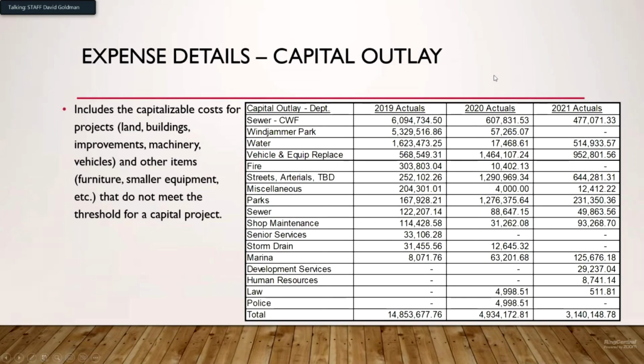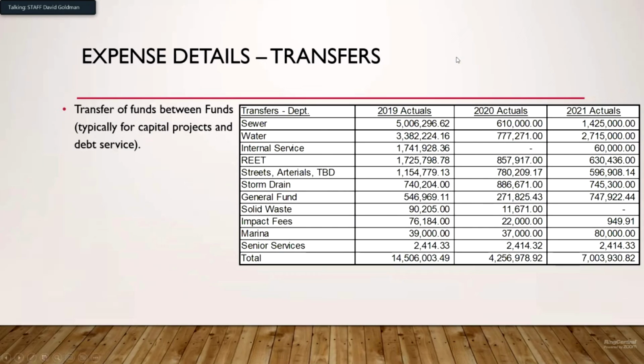And then here's all the capital items, including anything that's capitalizable that we have to report in our financials. For example, major projects, land, buildings, improvements, machinery, vehicles, and smaller items like furniture, maybe smaller equipment that might not meet the threshold for a capital project, but we still have to track as an asset and report in our financials. And these are also transfers between funds, typically done for capital projects and debt service. We do have a transfer from the general fund to the senior services fund, and stuff like that. So that's what that looks like for the different funds.